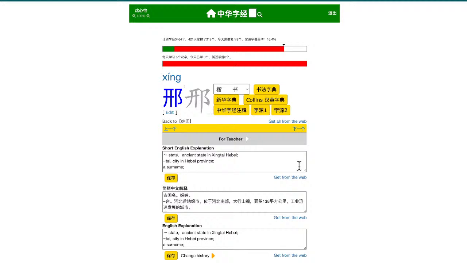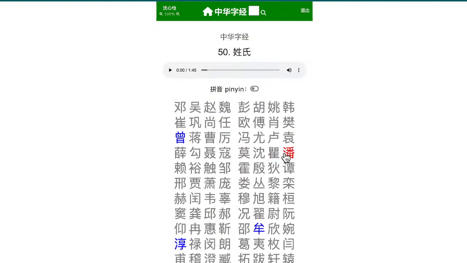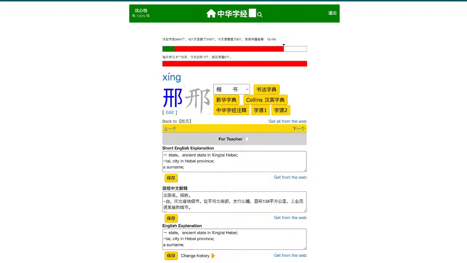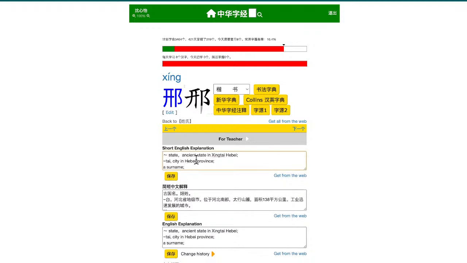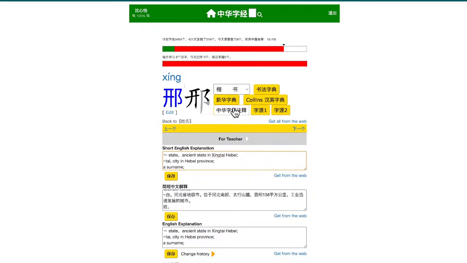Next one is Xing. Xing is the name of a feudal state in Hebei province nowadays. It's also the name of a city, Xingtai. It's also a surname. There's no other use for this character.